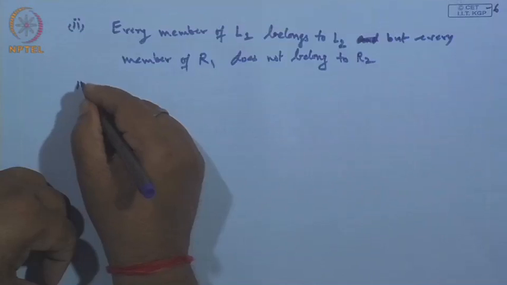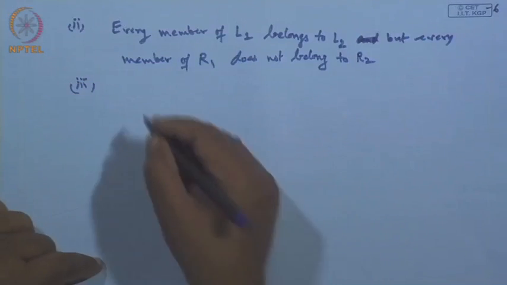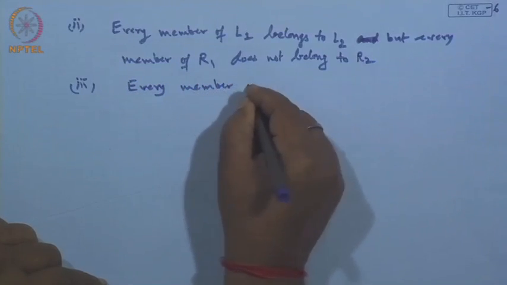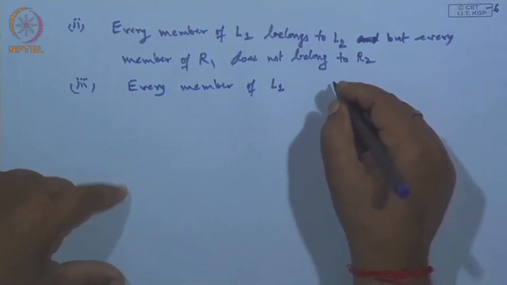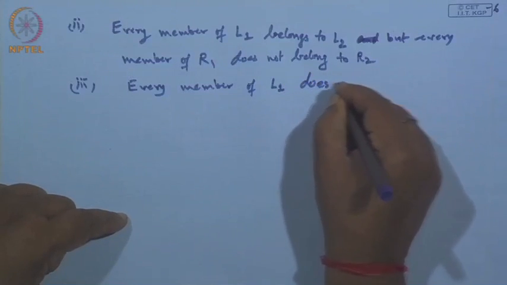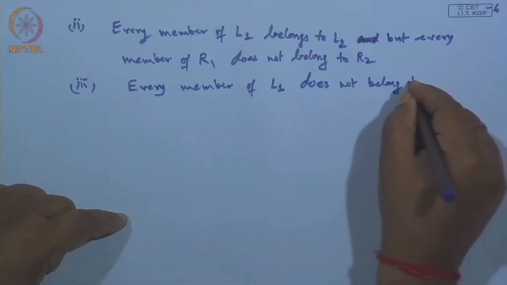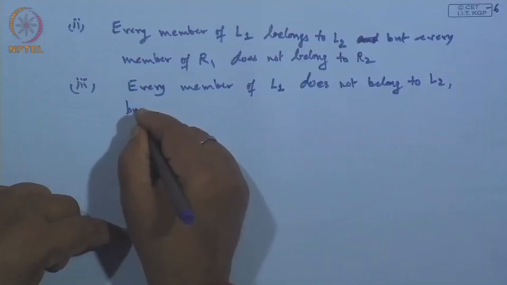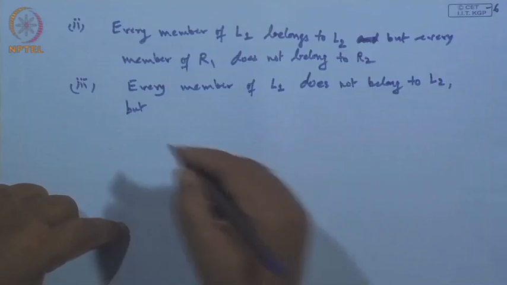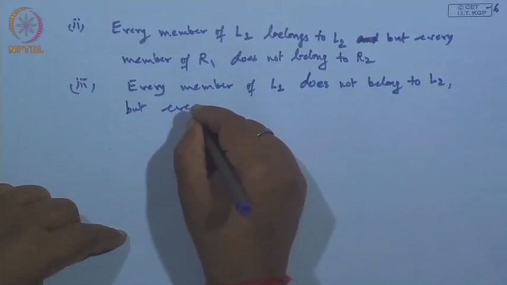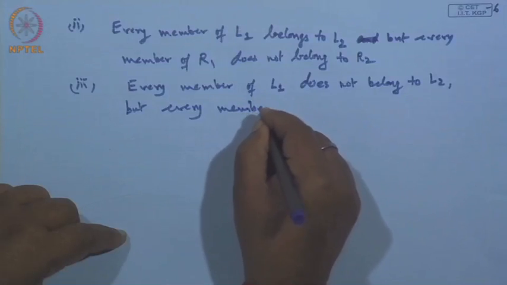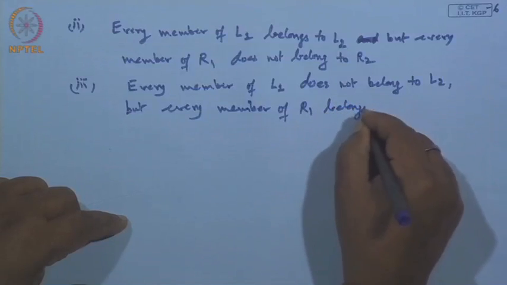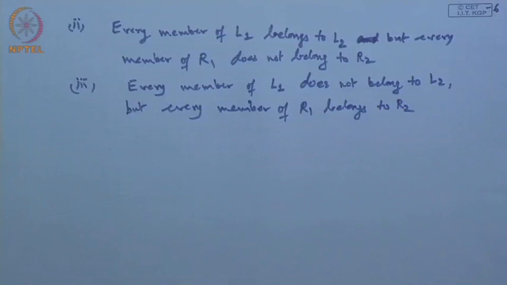This is the second possibility, and the third possibility is every member of L1 does not belong to L2, but every member of R1 belongs to R2. Okay. So, let us see this.